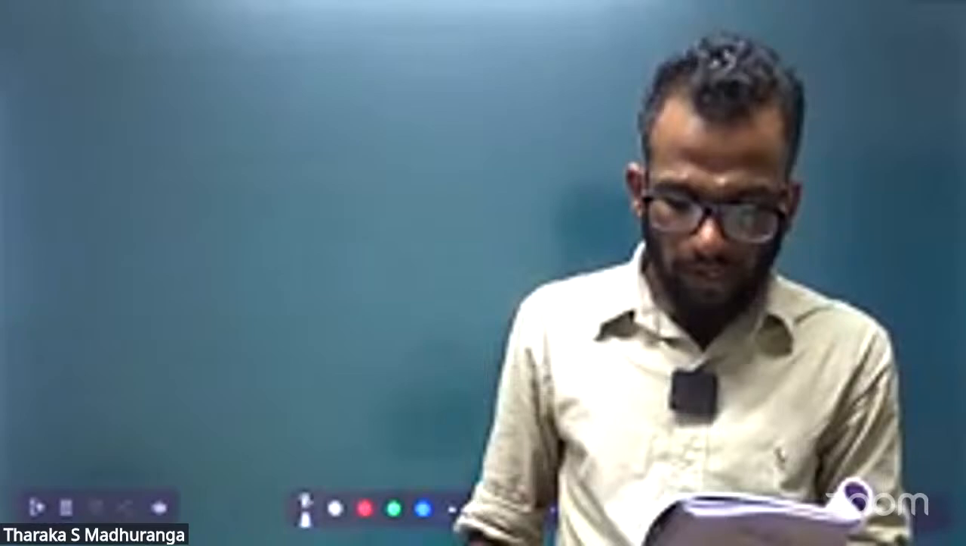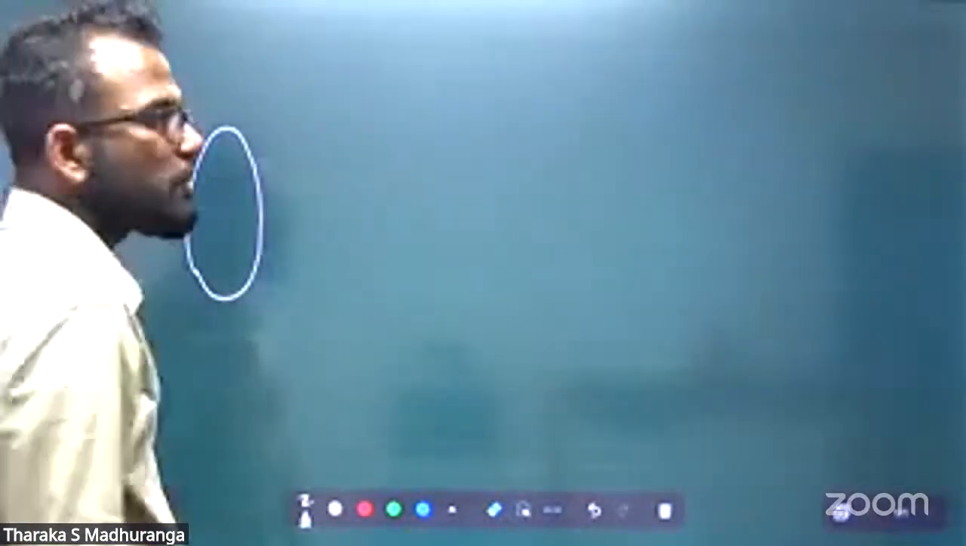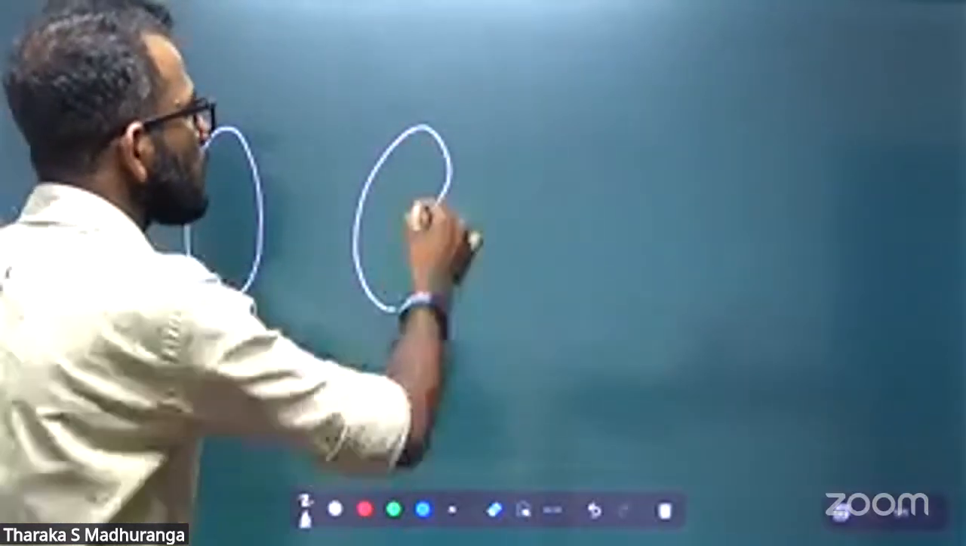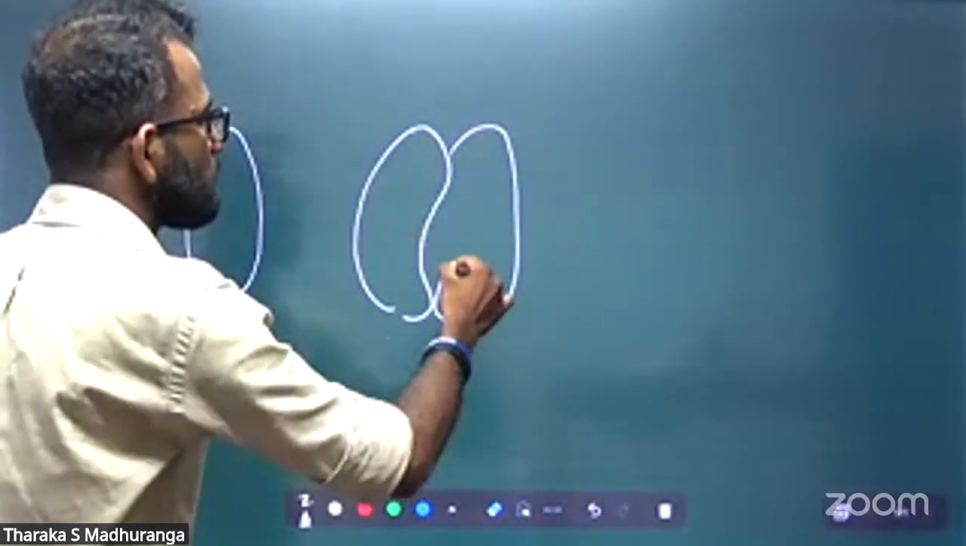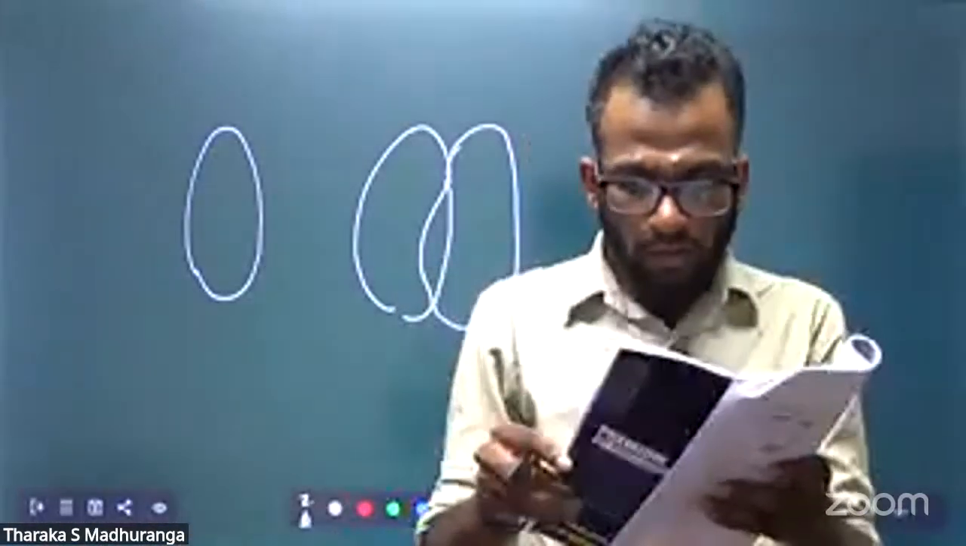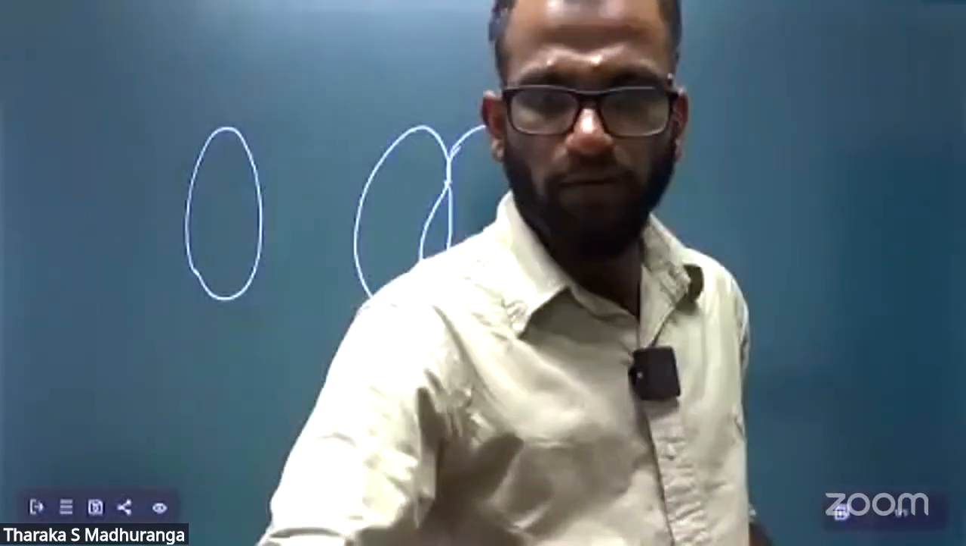Monocotyledon plants have only one cotyledon in the seed, like this. Dicotyledon plants have two cotyledons, like this. That's the main difference between monocot and dicot.